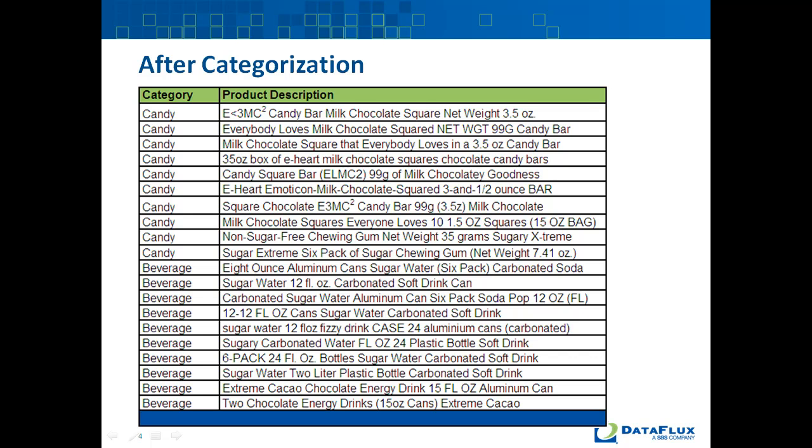Our 20 records actually were split nicely into 2 separate categories of 10 records each, 10 belonging to the candy category and 10 belonging to the beverage category. As we also discussed in part 2, product hierarchies are usually broken down into categories, which helps us to divide and conquer the product data quality challenge.